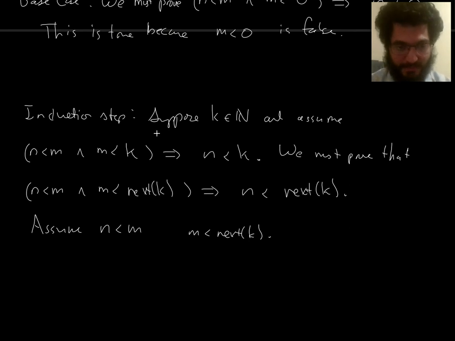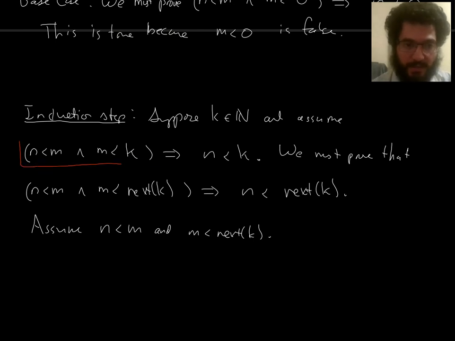And usually, instead of this symbol, I'd rather just write "and" when I'm writing a sentence like "assume." Okay, so now my goal is to prove n is less than next k. How in the world am I going to do that? So again, whenever you're stuck in an induction step, look to your induction hypothesis and think, how can I use this? So here's our induction hypothesis.